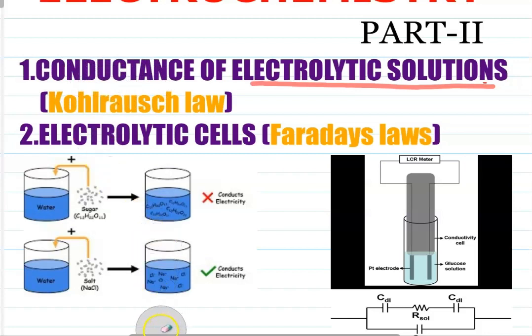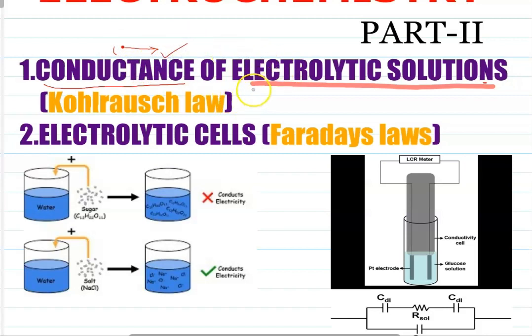Conductance is nothing but the ease with which a solid or a liquid is going to conduct electricity. It is a measurement of how easily it allows the current to flow. When current flows through either a solid or a liquid, how much it is flowing can be known by the conductance.